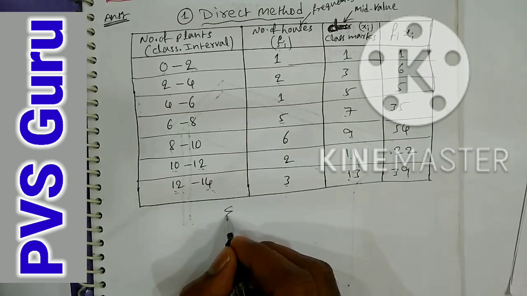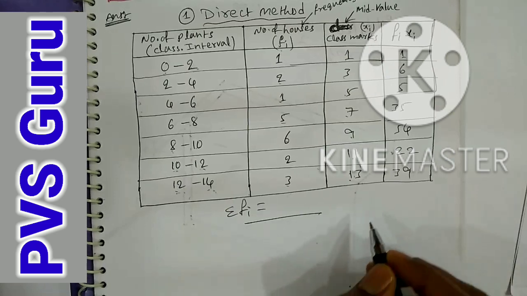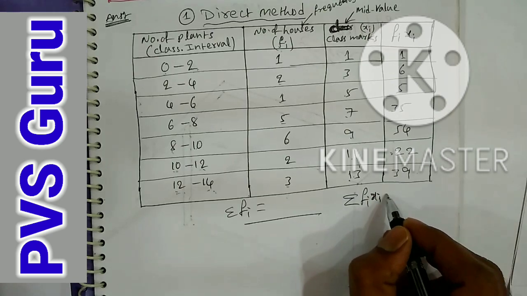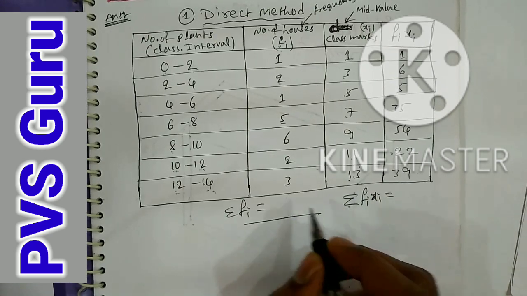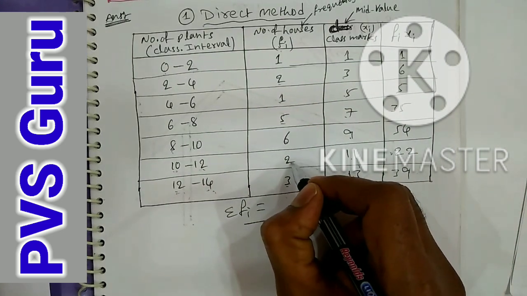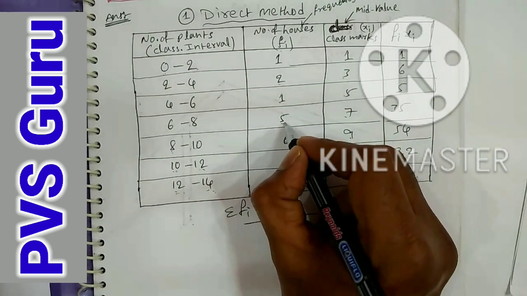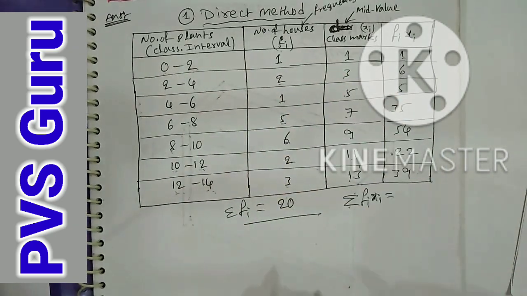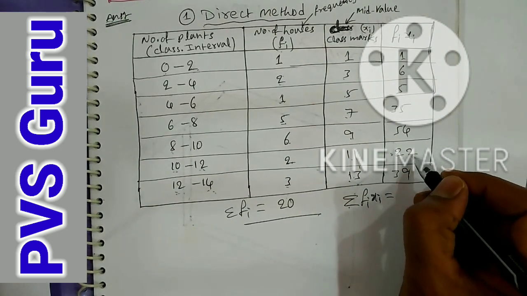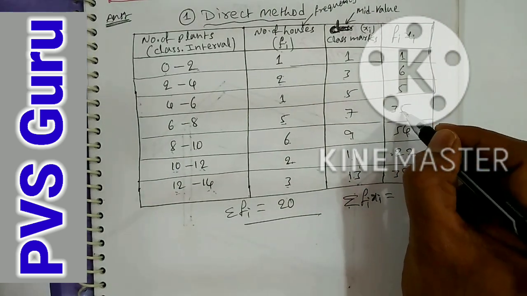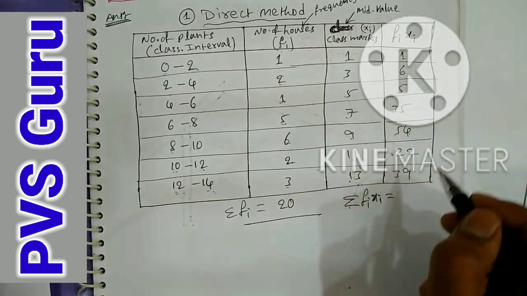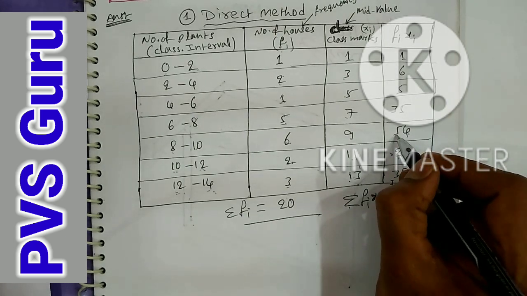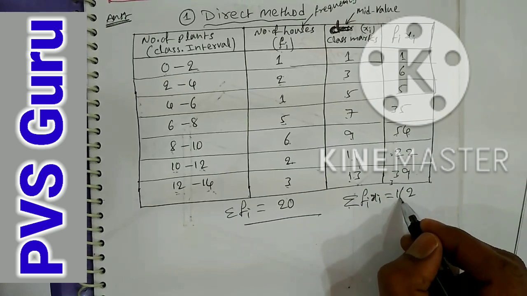The first total is called sigma fi, and this total is called sigma fi xi. Sigma means the sum of the values. For this total: 3 plus 2 is 5, 5 plus 6 is 11, 11 plus 5 is 16, 17, 18, 19, 20. This is 20. In total, 20 houses were surveyed. For this total: 9 plus 2 is 11, 11 plus 4 is 15, 15 plus 5 is 20, 25, 6 is 31, 32, 3 carry, 3 plus 3 is 6, 7, 8, 8 plus 5 is 13, 14, 15, 16, so 162.